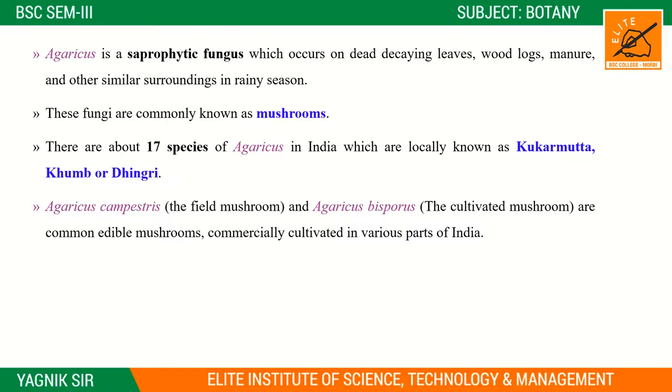So this is specially a cultivated mushroom, and these are the common edible mushrooms. These two species, Agaricus campestris and Agaricus bisporus, are the commonly edible mushrooms. That means we can use them in food, right? And they are commercially cultivated in various parts of India.